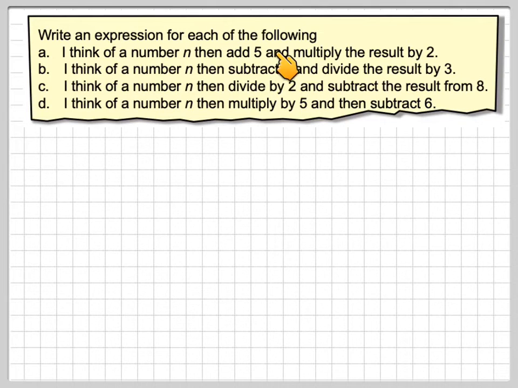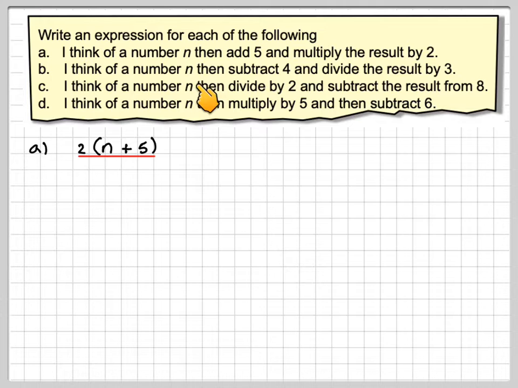Write an expression for each of the following. We're just going to do one at a time. A: I think of a number n, I then add 5 and multiply the result by 2. So think of a number n, I then add 5, so it's plus 5, and then the result of that is multiplied by 2. As it's the result, I need to put brackets around it and put the 2 in the front. We don't put any multiplication signs in when we're using algebra.